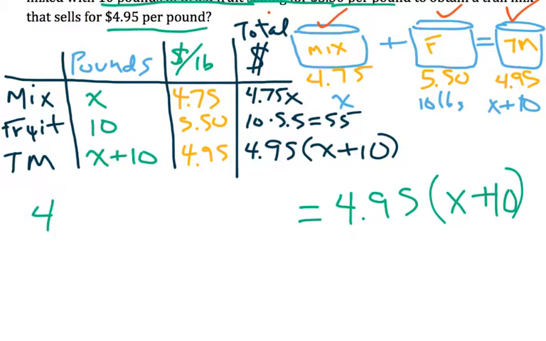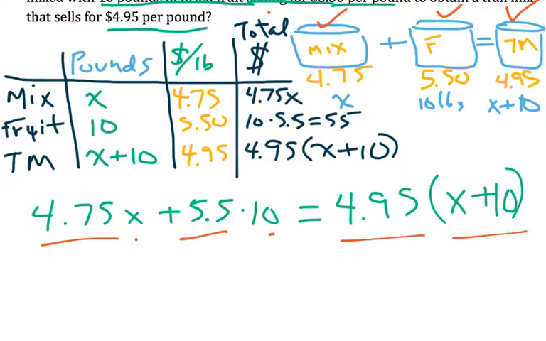So I'm going to write 4.75x plus, and I'd like to see this written out, 5.5 times 10. Which means that, you know, we got the mix plus the fruit will give us this target. A lot of people accidentally leave this off. Make sure you don't leave that off. Because if you follow the pattern, it's like cost times pounds, cost times pounds, cost times pounds. So it's like we're getting a weighted average of all of those different things once they're combined. Now I'm not going to solve this yet.